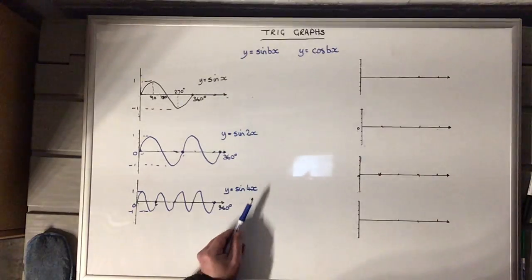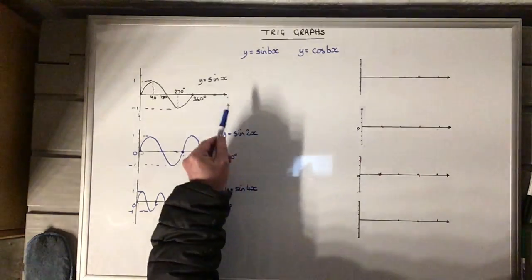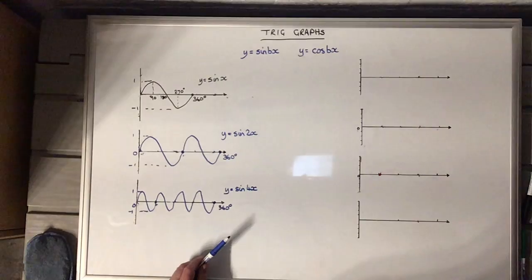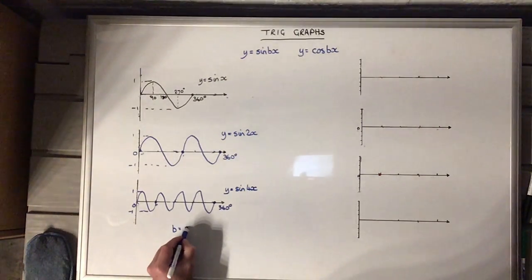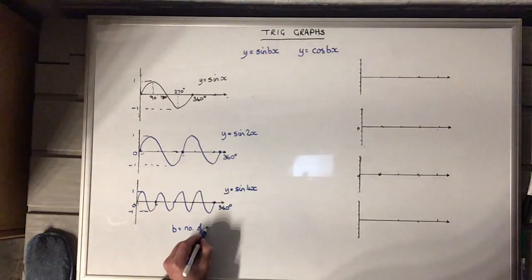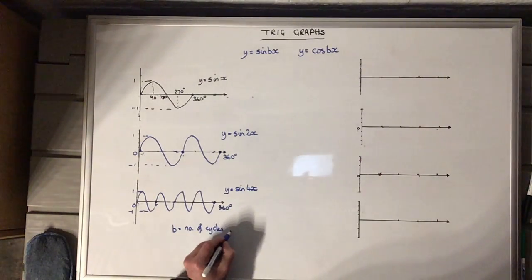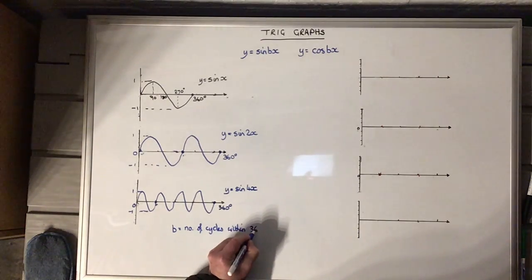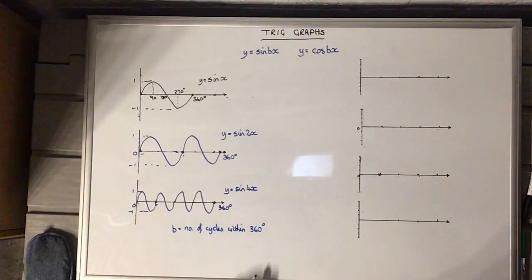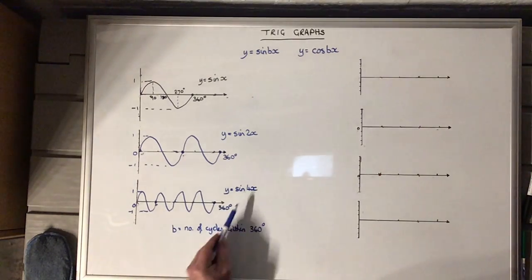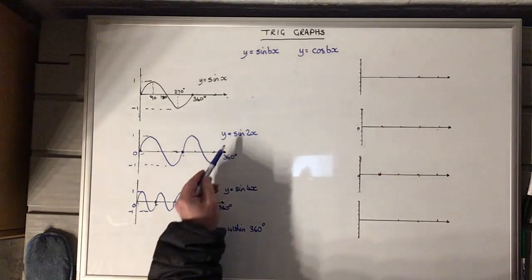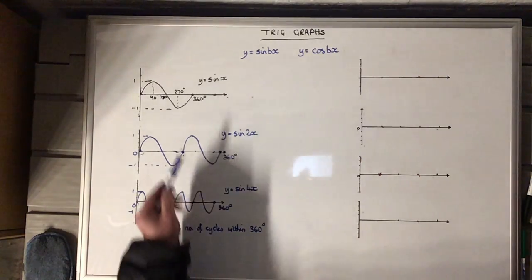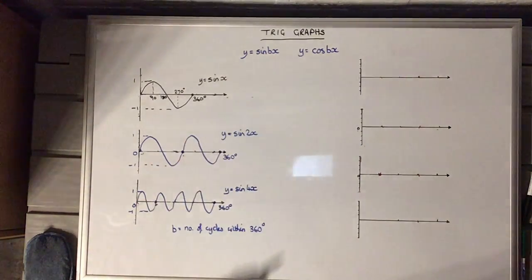So you can see the b value. The bigger the b value, the more cycles we have. So b is equal to the number of cycles within 360 degrees. Okay, so we have 4 cycles here, sin 4x. This one we will have 2 cycles, so b is 2, so sin 2x. And the standard one, only 1 cycle, so it's sin x.